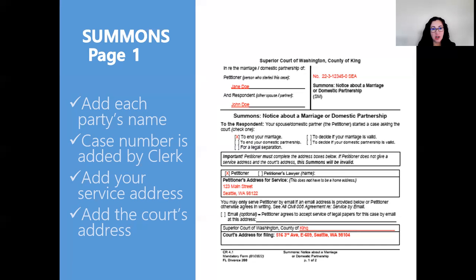The case number that you see on the right-hand side of the caption is going to be added by the clerk's office. And then in the middle of the screen, you're seeing just a sample service address. So you want to go ahead and make sure you are adding, you as the petitioner starting the court case, your service address, a place where you can receive legal documents in the case. And then at the bottom of the page, you need to add the court's address. So this can be either the Seattle clerk's office mailing address or the Regional Justice Center mailing address.